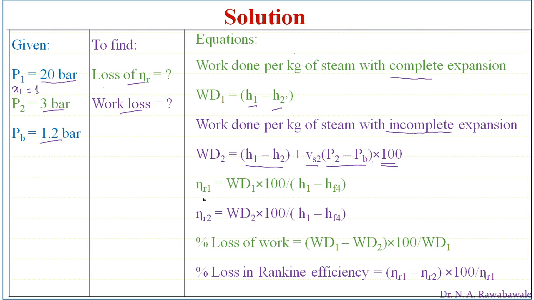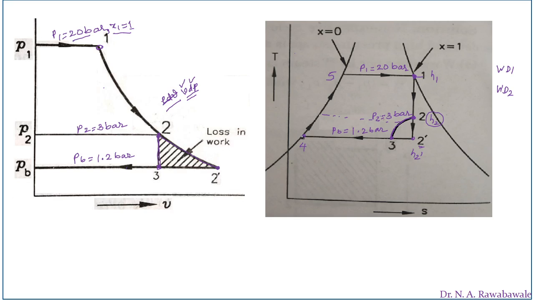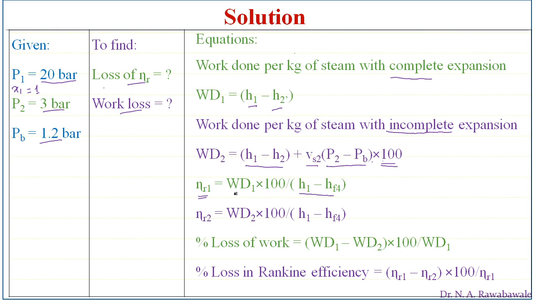Now Rankine efficiency 1, without modification, is work done divided by heat supplied. Heat is supplied from H4 to H1. At point 4, the condition of the substance is liquid water, so we call it HF4. From point 4 up to point 1, heat is added. So heat supplied is H1 minus HF4. Work done divided by heat supplied gives us Rankine efficiency 1.